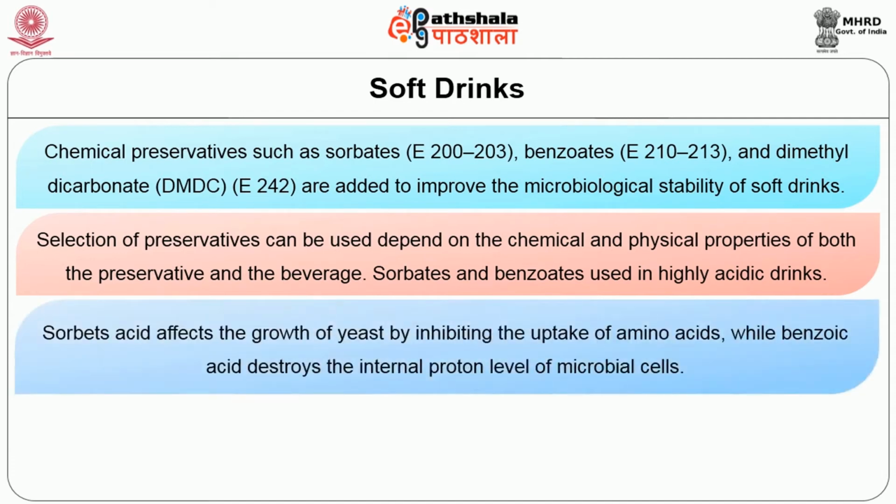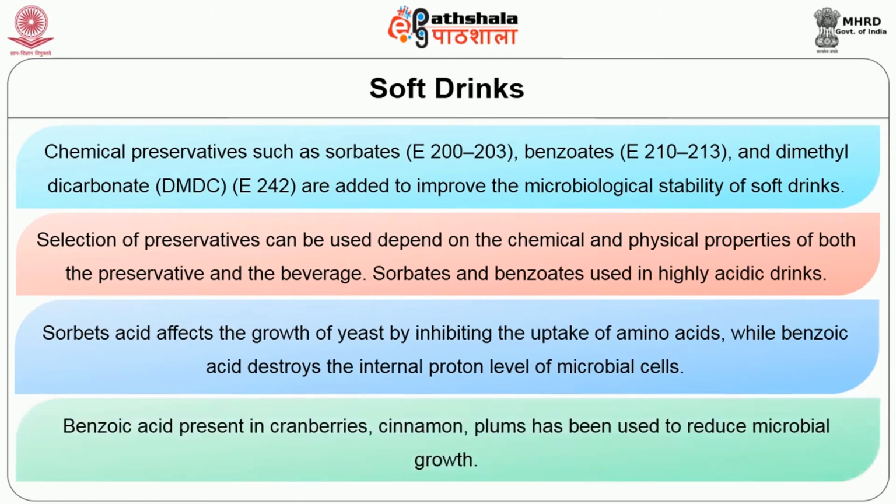Sorbic acid affects the growth of yeast by inhibiting the uptake of amino acids, while benzoic acid destroys the internal proton level of microbial cells. Benzoic acid, present in cranberries, cinnamon and plums, has been used to reduce microbial growth.